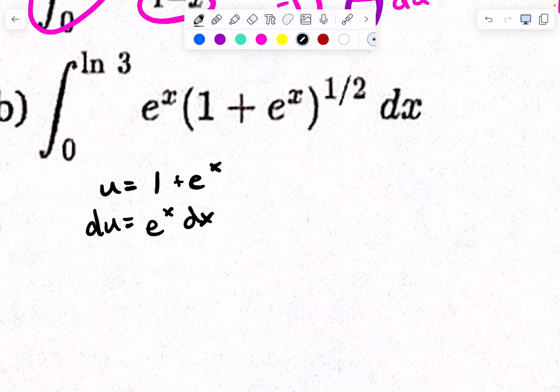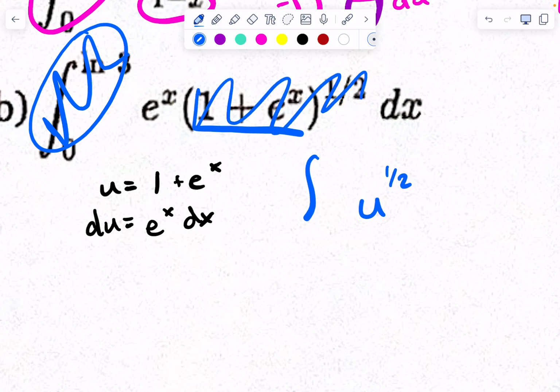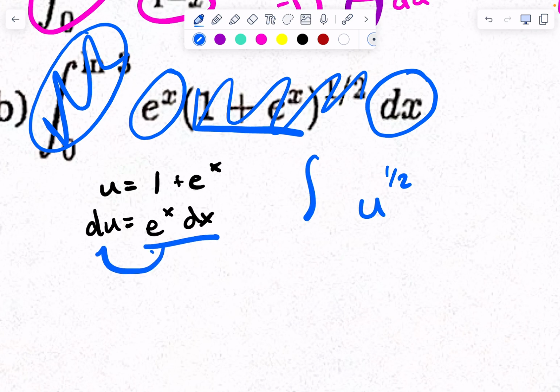Okay, substituting. We've got our integral, so that goes first. This guy becomes u to the 1/2 power, and then e to the x dx gets replaced with du. I don't have to have anything out in front, right? He's just perfect. Now I want to take the antiderivative.